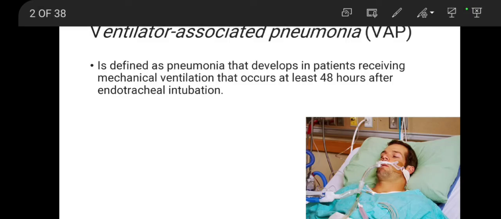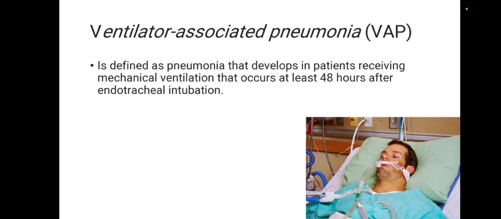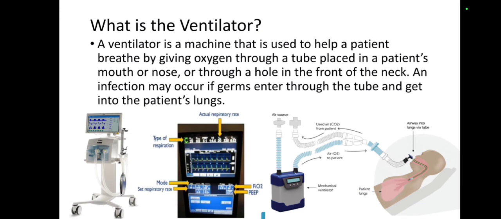Ventilator-associated pneumonia is defined as pneumonia that develops in a patient receiving mechanical ventilation and occurs more than 2 days, or more than 48 hours, after endotracheal intubation. So what is a ventilator? A ventilator is a machine that is used to help patients breathe by giving oxygen through a tube placed in the patient's nose or mouth, or a hole in front of the neck, which is called a tracheostomy. And infection may occur by germs that enter that tube and get into the patient's lung.